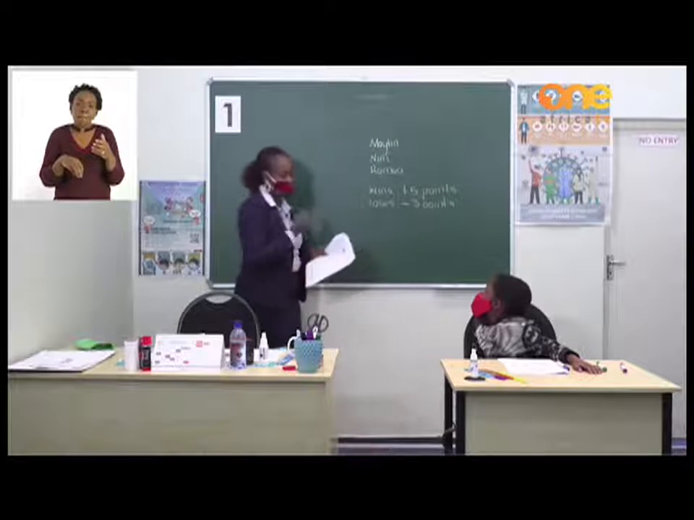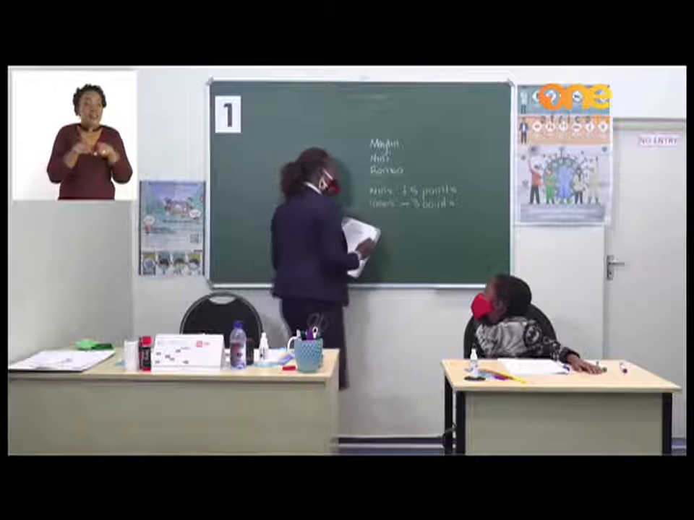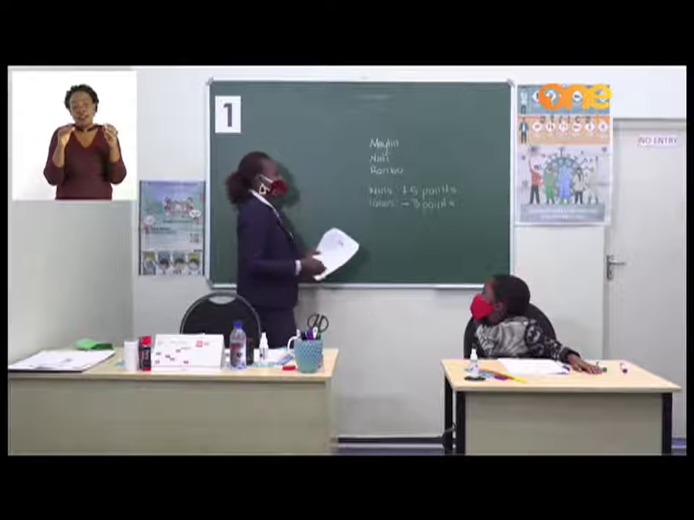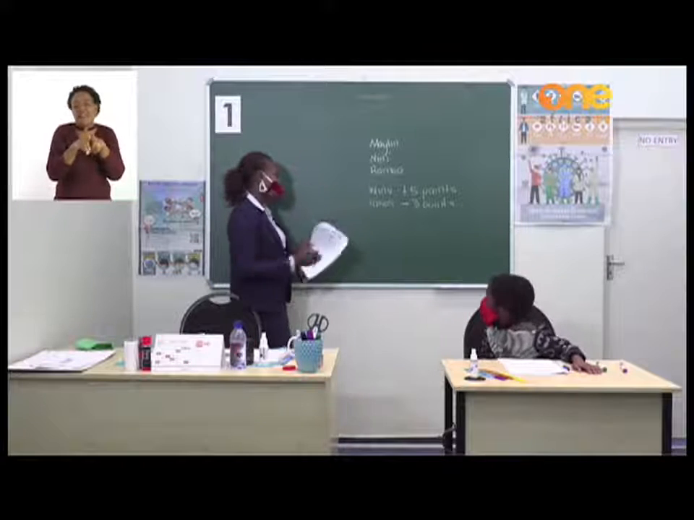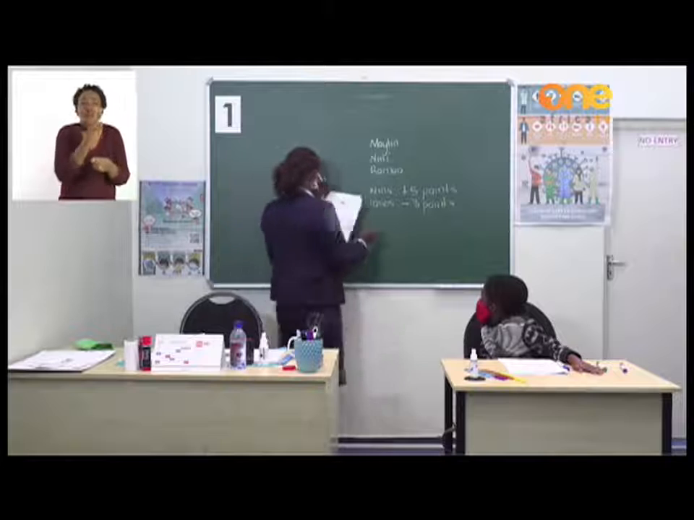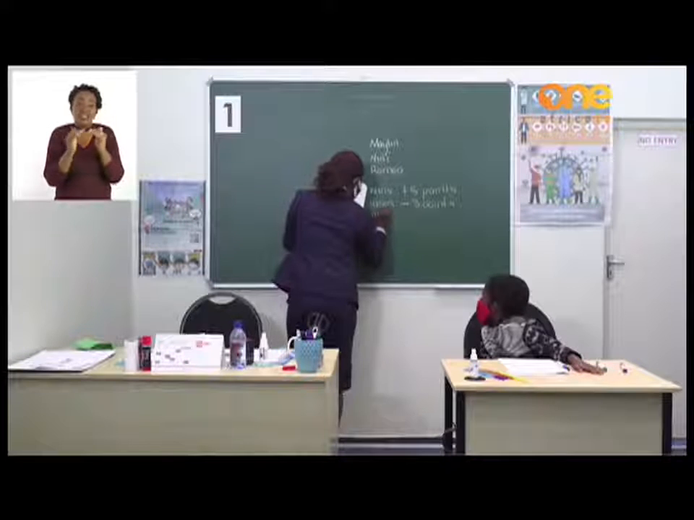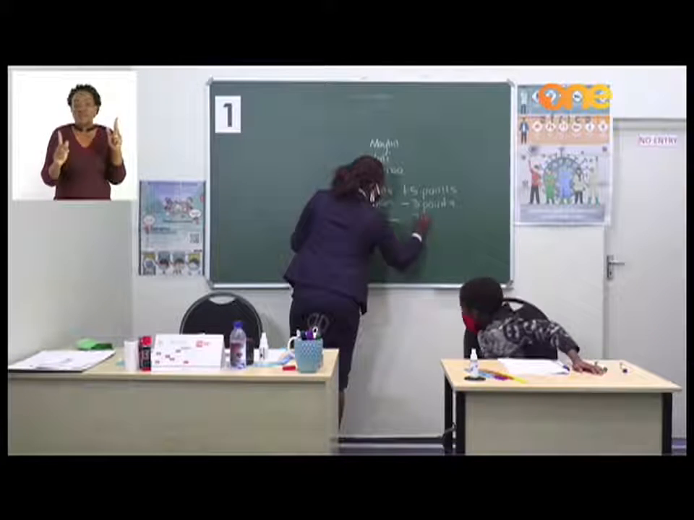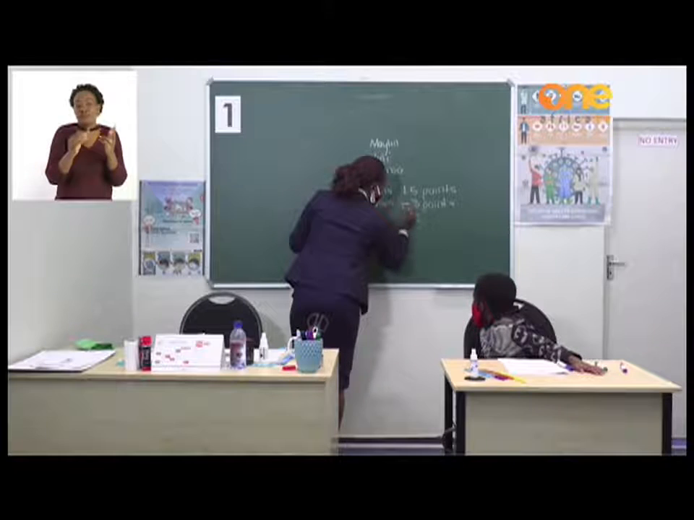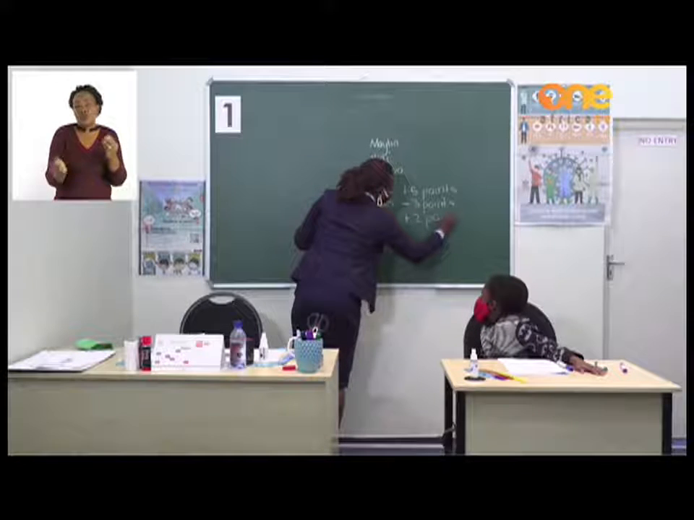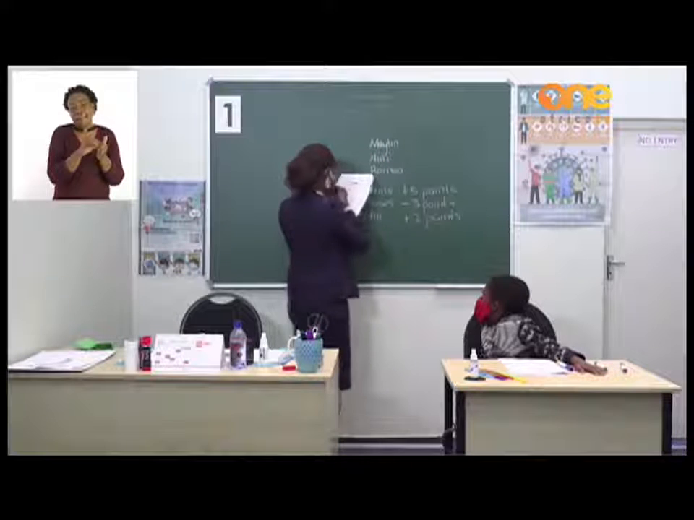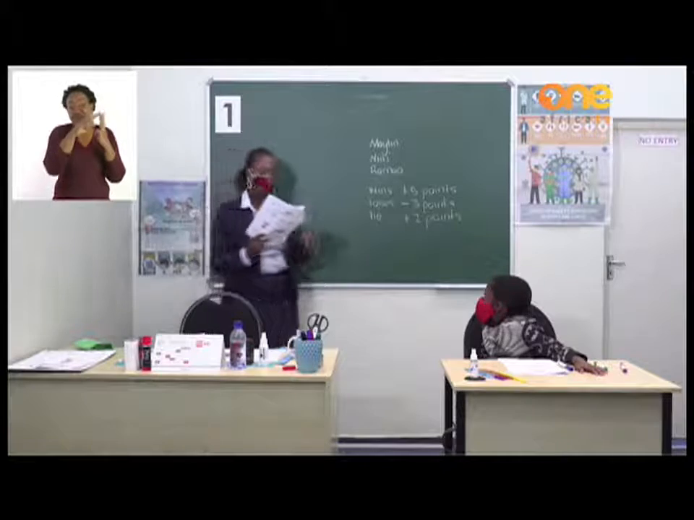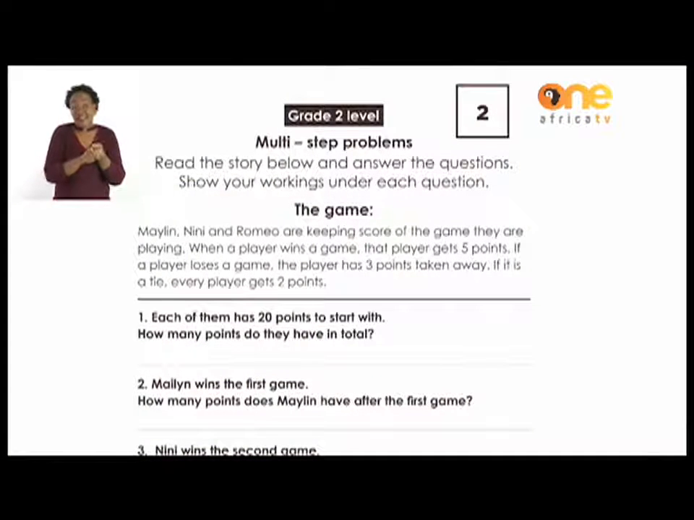If it's a tie means they have the same score. Maybe it's 1-1 or 2-2. If it's a tie, each player gets 2 points. So it's plus 2 points. Okay. Let's now check our questions. We are going to do number 1 and 2.